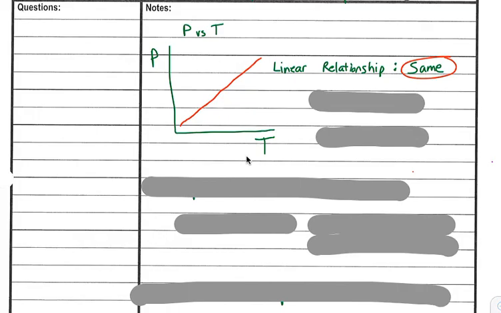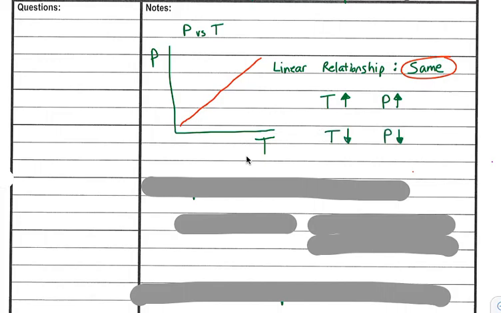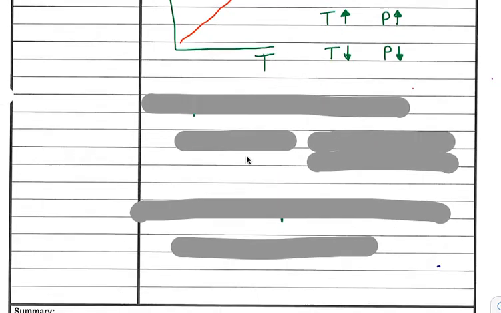So what that means is that if temperature goes up, pressure goes up, and if temperature goes down, pressure goes down. This is the same as number and pressure, the number of particles and pressure, and this is the opposite of pressure and volume. Remember, if you have less space, that makes you have more collisions, and if you have more particles, that makes you have more collisions, and if you have a higher temperature, that makes you have more collisions. So these are the relationships that we're looking at now.